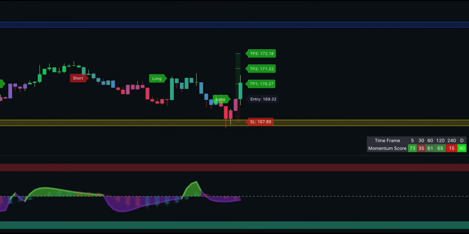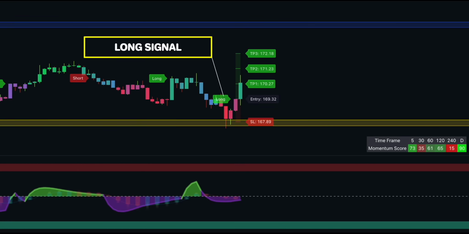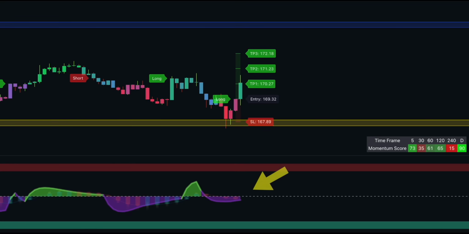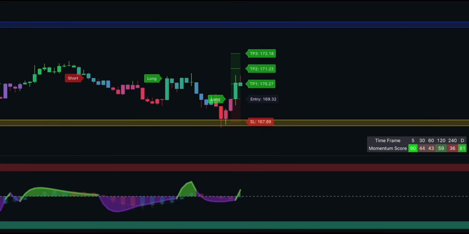Here's another good example of a long trade where we wait for the oscillator to catch up. So, a long signal is issued. The trend is positive in 3 time frames, but the trend following line is purple. Let's give it some extra time to catch up. Within 2 candles, the line turned green, signaling the beginning of a bullish trend.